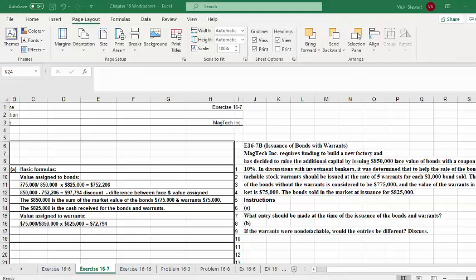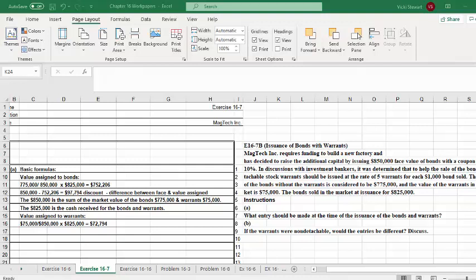In discussions with investment bankers, it was determined that to help the sale of the bonds, detachable stock warrants should be issued at the rate of 5 warrants for each $1,000 bond sold. The value of the bonds without the warrants is considered to be $775,000, and the value of the warrants in the market is $75,000. The bonds sold in the market at issuance for $825,000. So the instructions state in Part A what entries should be made at the time of the issuance of the bonds and warrants.